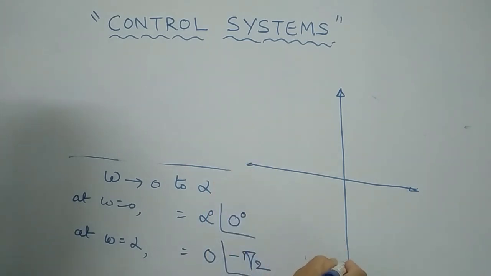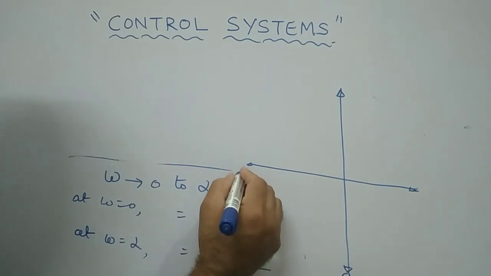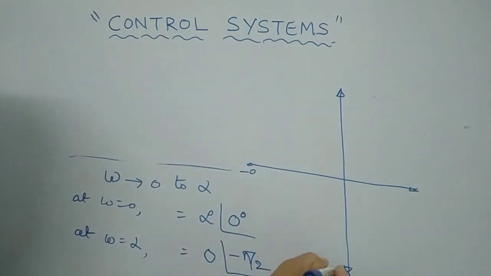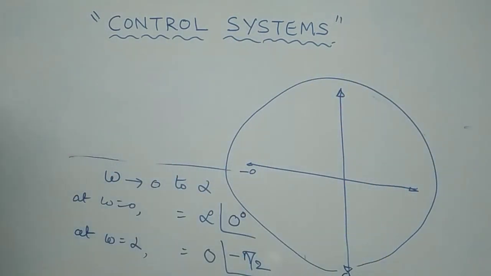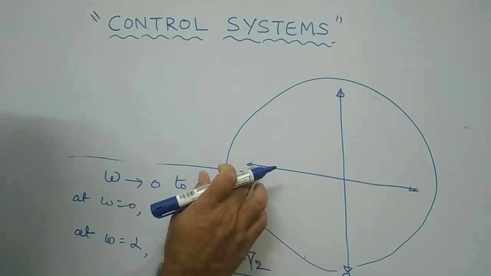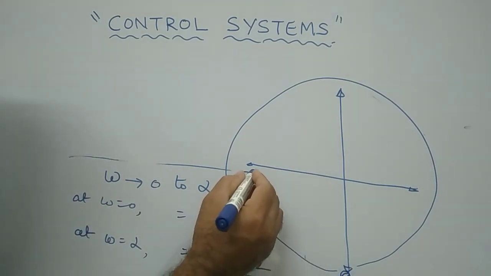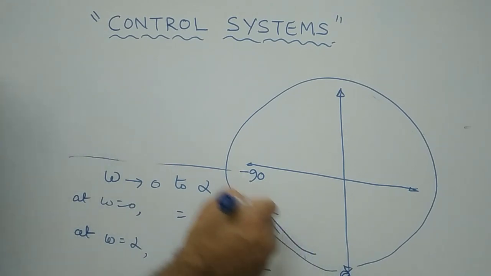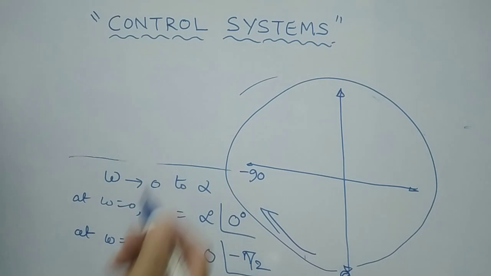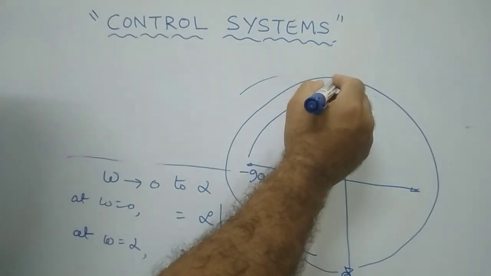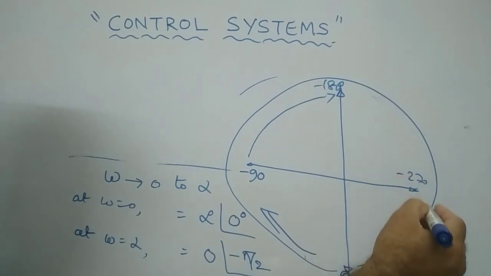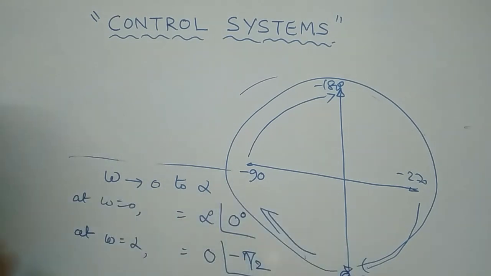This is 0 degrees, and this is minus 90 actually. Likewise, we have to consider in this way, in the anti-clockwise direction, the representation of the angle. 0, then minus 90, this is minus 180, this is minus 270, and this is either 360 or 0.